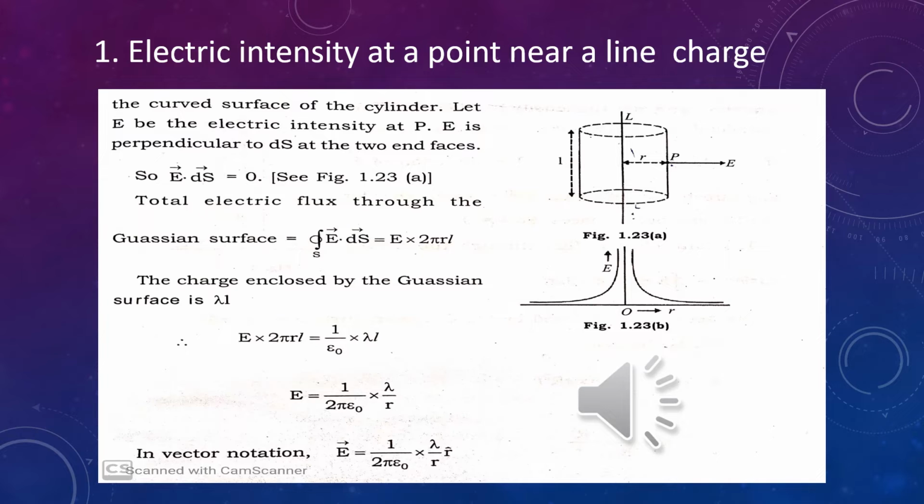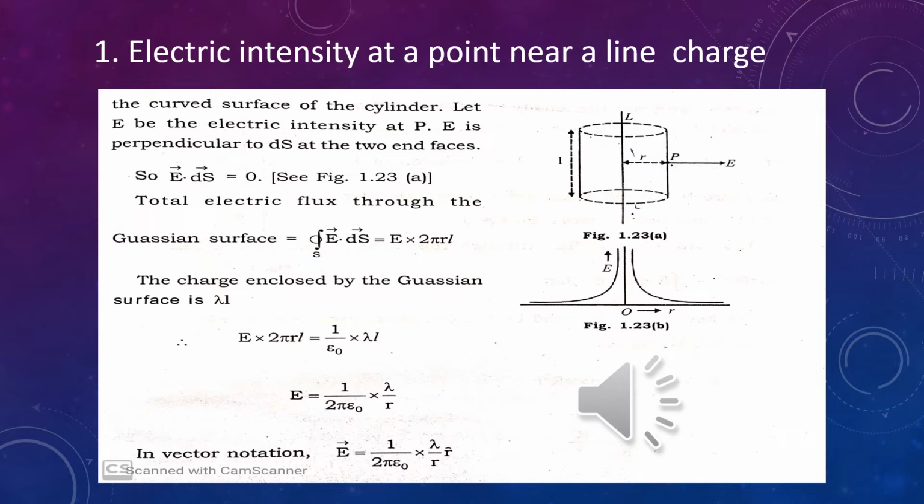Now consider a Gaussian surface, that is a closed surface, and the total electric flux, the surface integral E dot ds, is the total electric flux through the Gaussian surface. Surface integral E dot ds is equal to E into 2 pi RL, the surface area of the cylinder being 2 pi RL. So the flux is E into 2 pi RL.